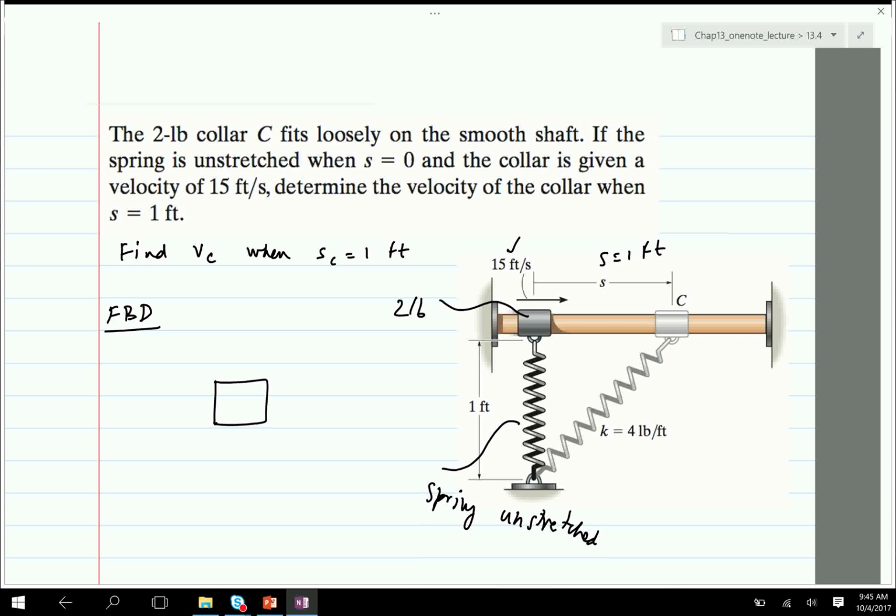When you stretch the spring, it produces a force along its length, right? So F_s is along the length of the spring. I'm going to call this angle theta, which is unknown, but I can find that because I know the dimensions.